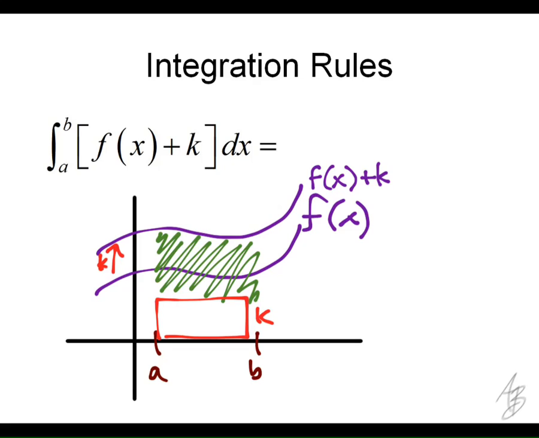So if we shift the function up by some constant, we take the integral of the function to start with, the integral from a to b of f of x, and then we add on the same thing we got in the last one, the constant times the width of the interval. Does that make sense?